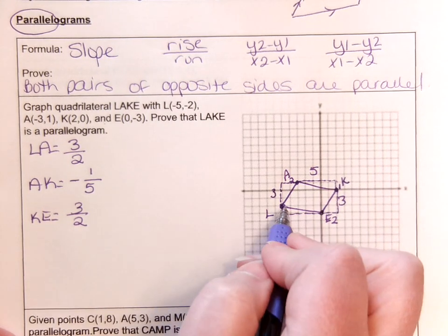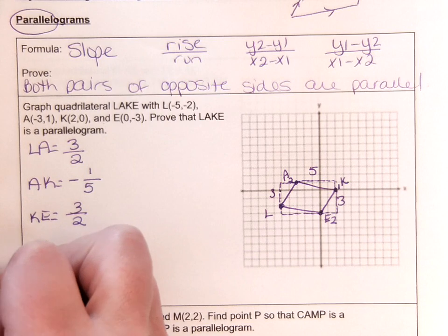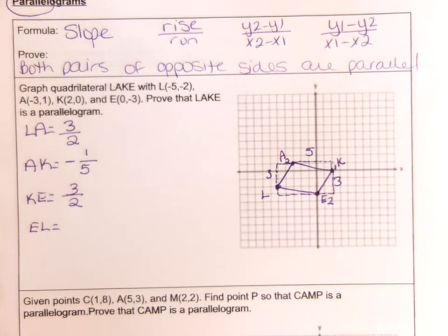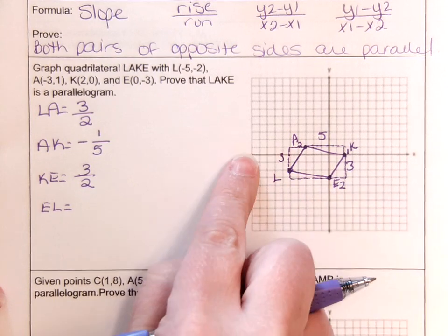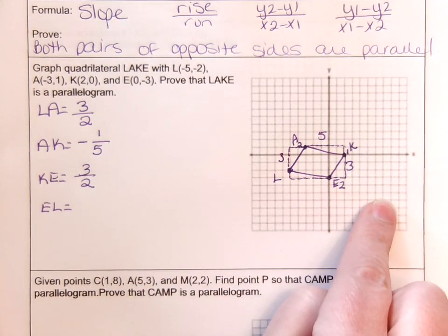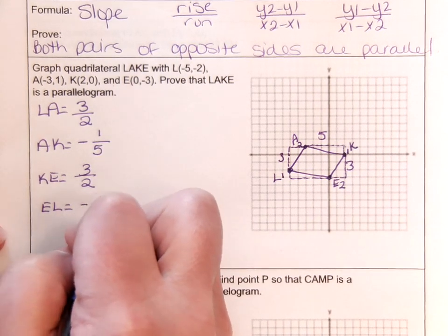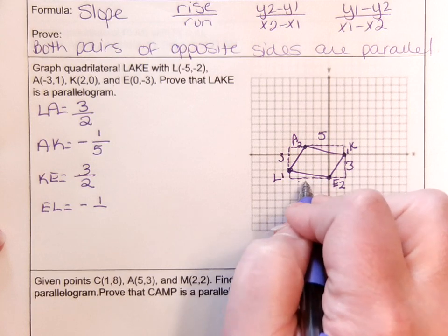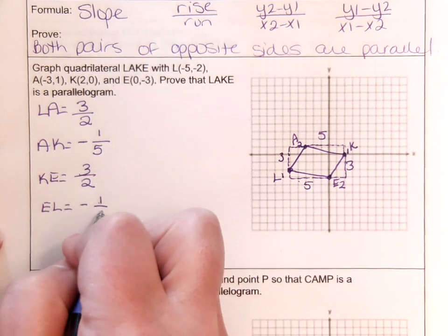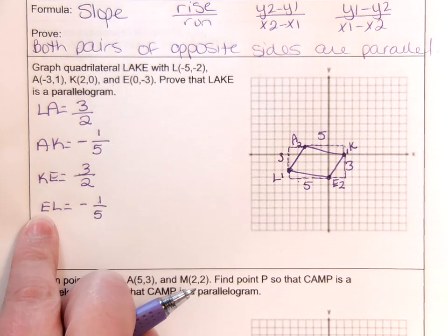And then my last side, I'm going to keep going, E to L or LE. It doesn't really matter the order that you put the letters, okay? And that's going down as we go left to right on the graph. It's going down 1, so -1 over, and we count our boxes, 1, 2, 3, 4, 5. So down 1 over 5. And again, those slopes are the same value.